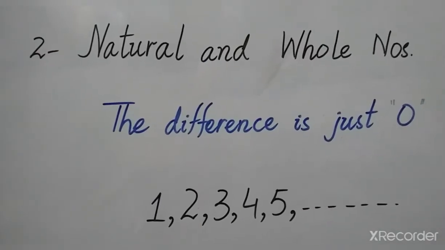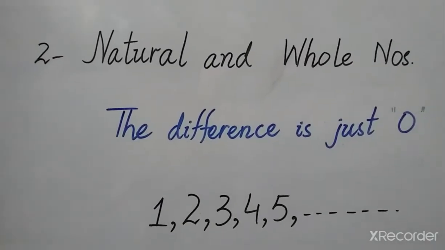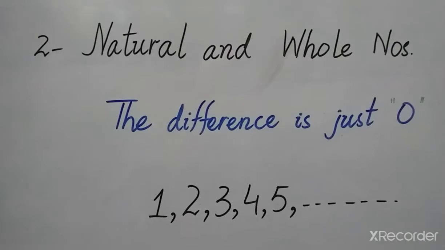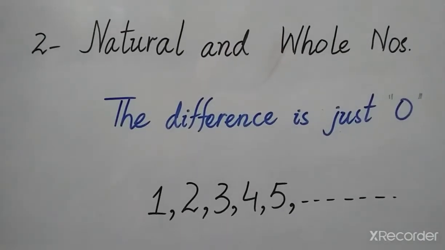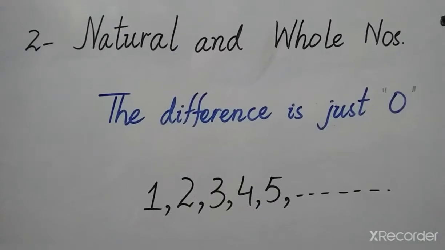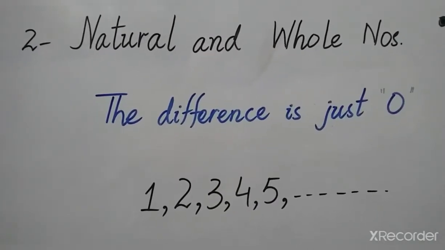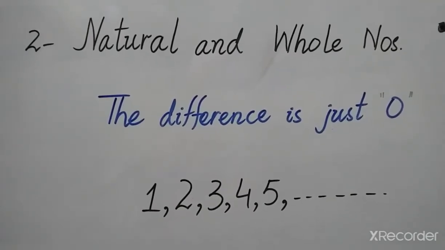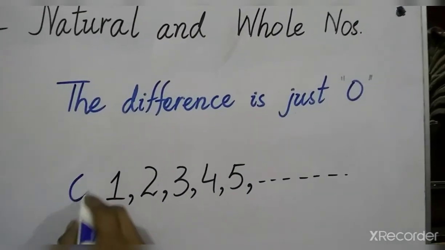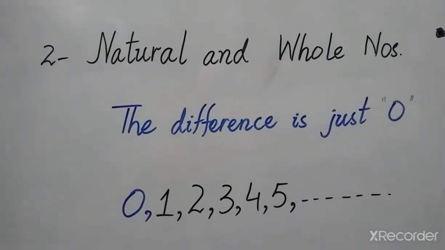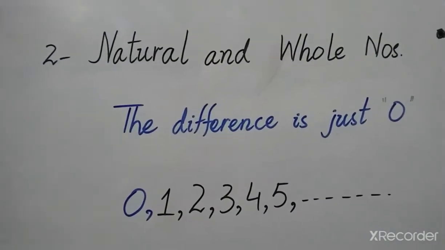Now, after explanation of factors and multiples, here is the second topic, natural and whole numbers. Most of the times, the students forget the difference between natural and whole numbers. So students, the difference is just 0. Yes, really, only 0 is the difference. Here you can see these all are the natural numbers starting from 1 and goes on. If I add just 0 in this series, now this series has become whole numbers. So you can observe that the difference is just 0.